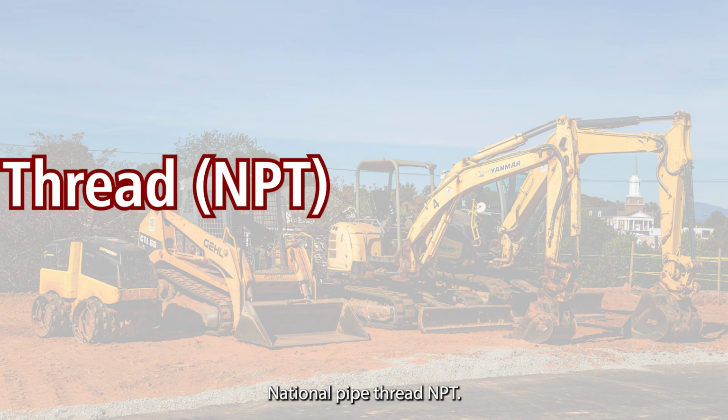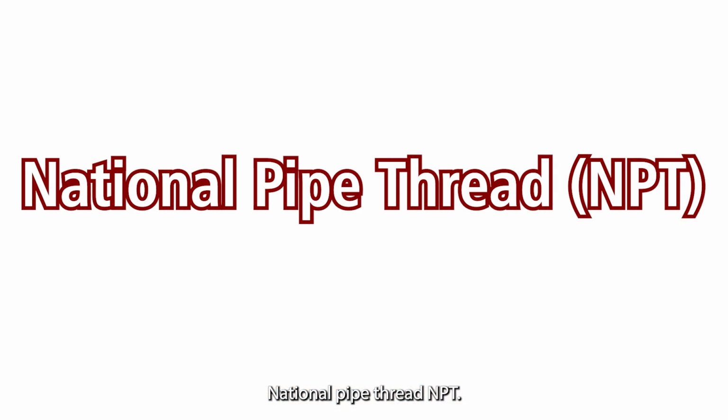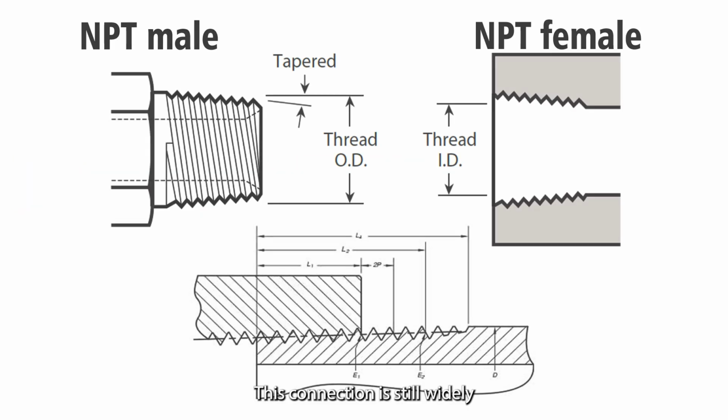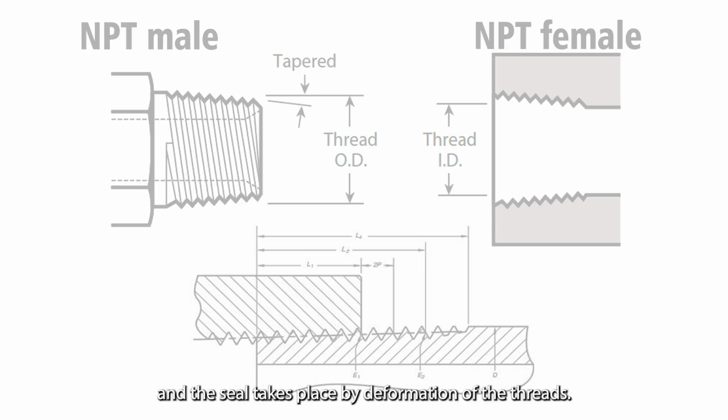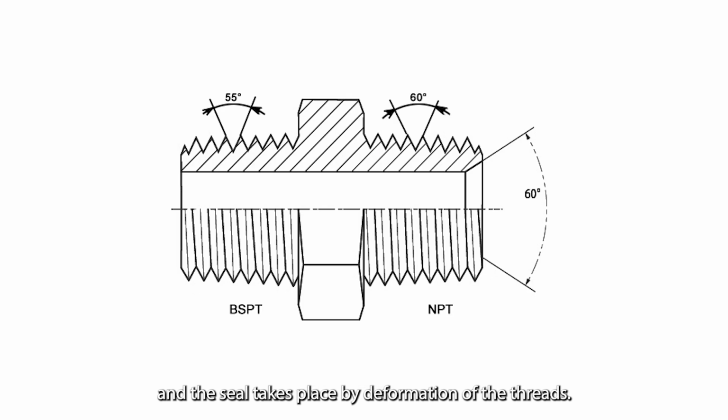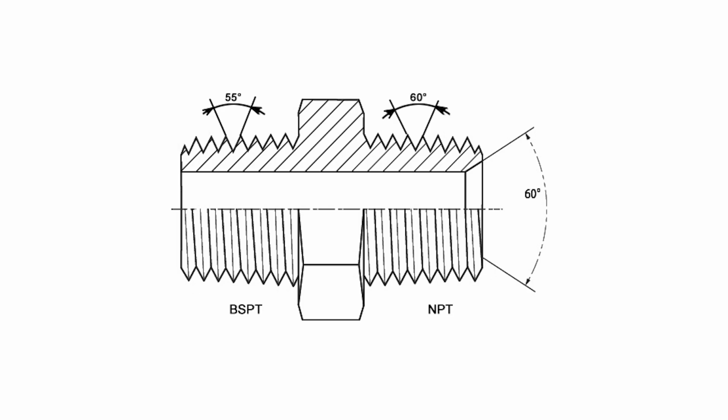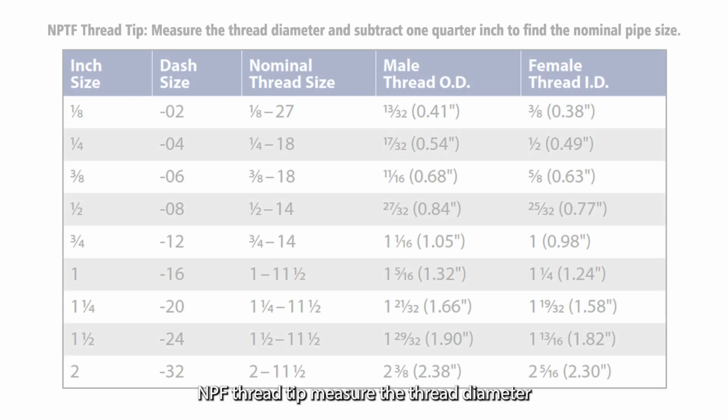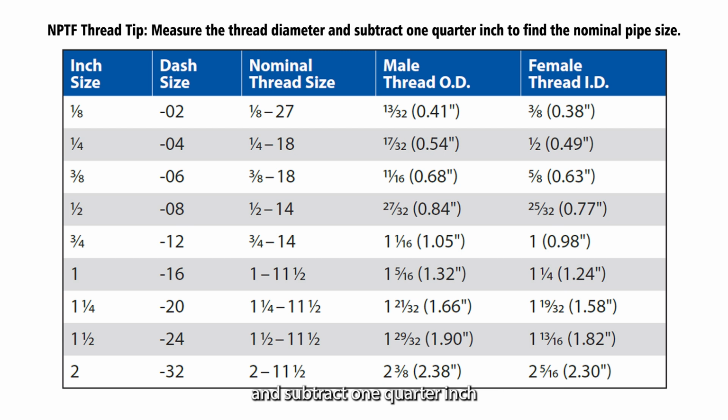National Pipe Thread, NPT. This connection is still widely used in fluid power systems, even though it is not recommended by the National Fluid Power Association, NFPA, for use in hydraulic applications. The thread is tapered and the seal takes place by deformation of the threads. NPTF thread tip: measure the thread diameter and subtract 1/4 inch to find the nominal pipe size.